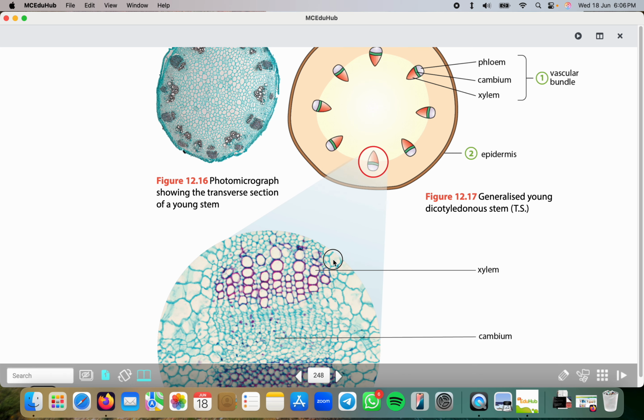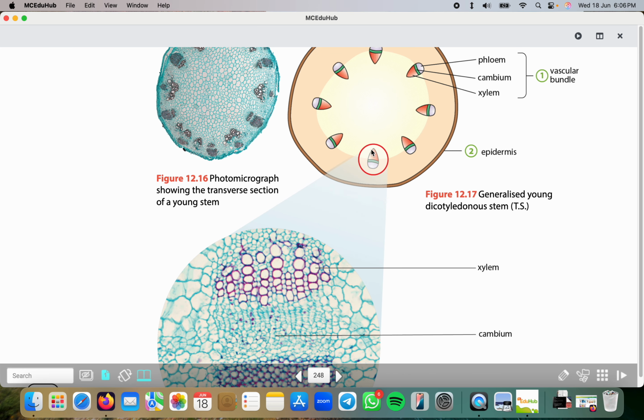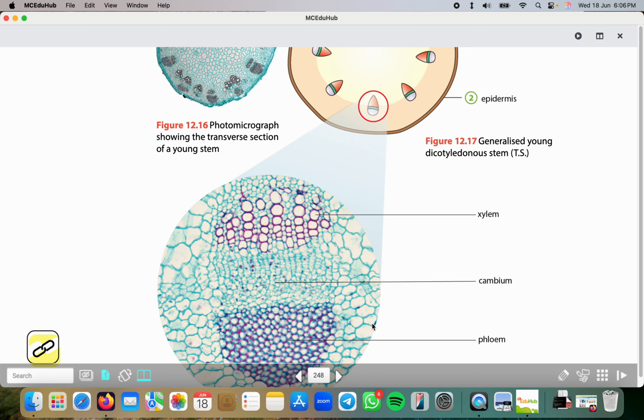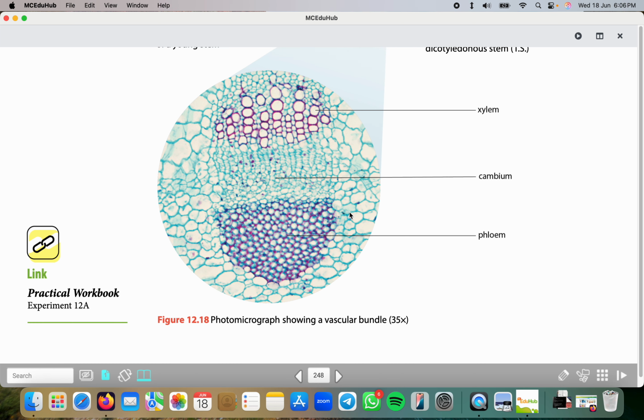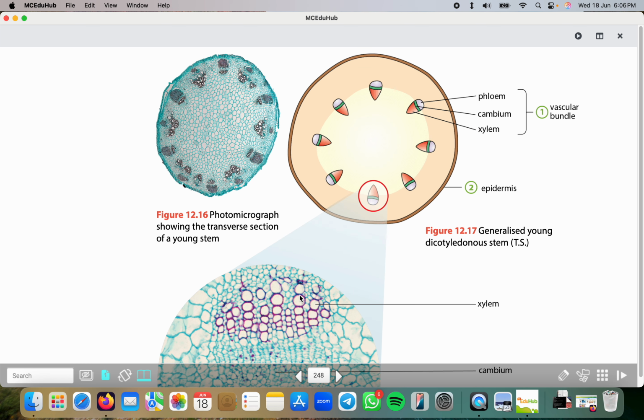So here we see, if you zoom in onto this one over here, focusing on the layer of the xylem, this is the xylem, which is on the inner side of the stem. And then if you look over here, the cambium, and then the phloem on the outer ring of the stem. So you might be wondering, why is the xylem found on the inner ring of the stem?